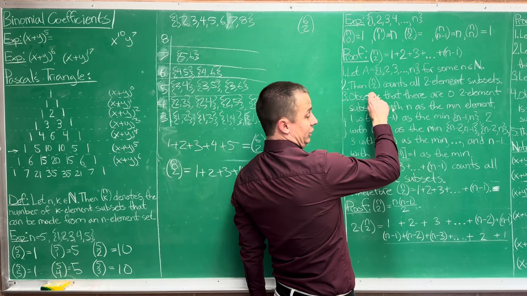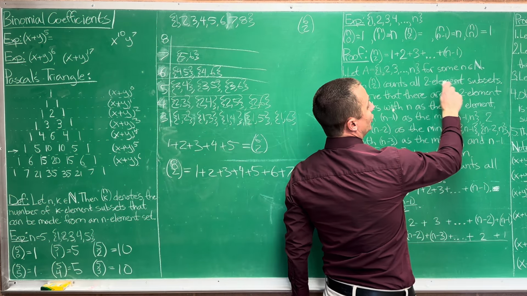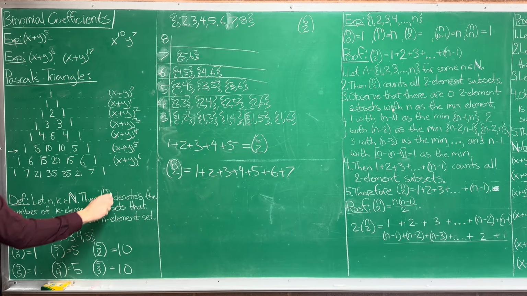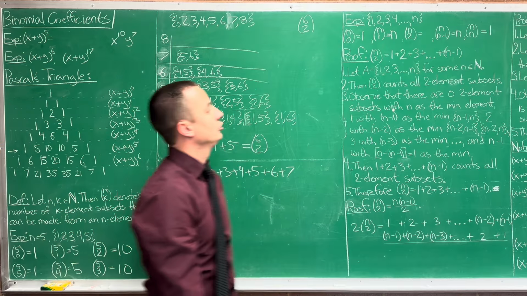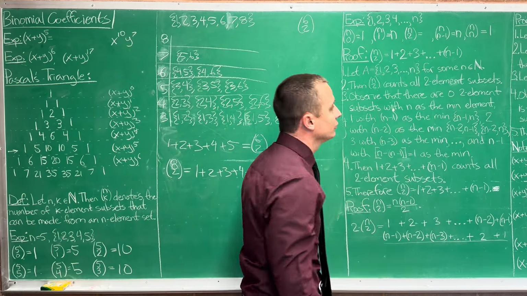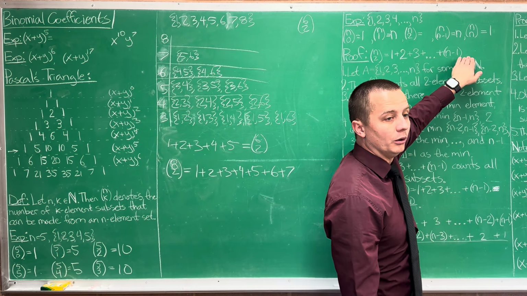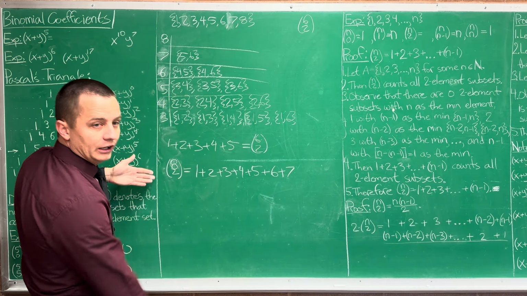Then, by definition, n choose 2 counts all the 2 element subsets. That's what we define this notation to be. N choose k is all the k element subsets you can make from an n element set. So I already know n choose 2 counts all the 2 element subsets. Now I'm going to show that this also counts all those 2 element subsets by doing exactly what we did over here, just listing them out.